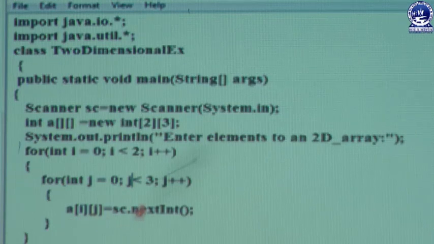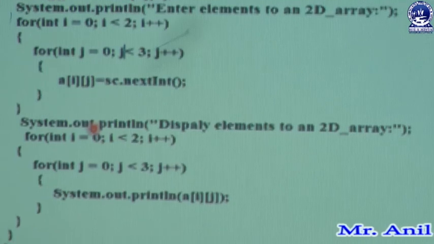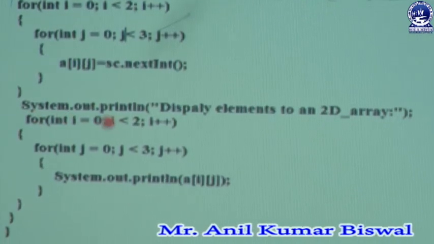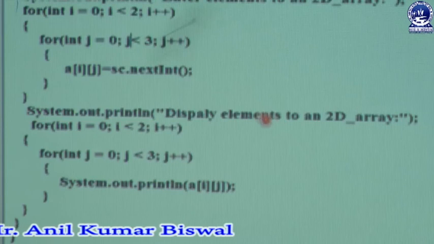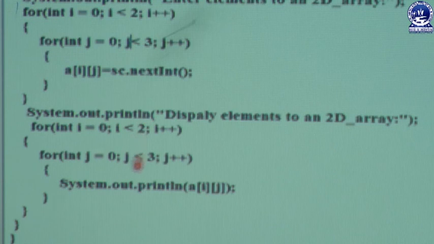Next we print the elements present in that 2D variable. We declare a statement like System.out.println to display the elements of the 2D array. Similarly, we declare two for loops, one for the ith location and one for the jth location. The i location is less than 2, and the jth location is always less than 3.